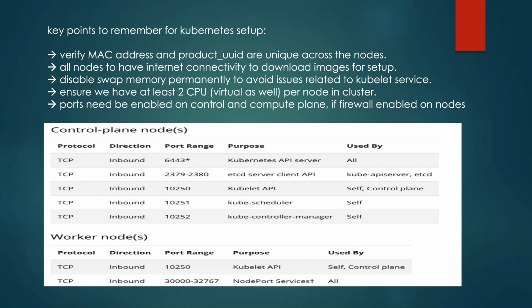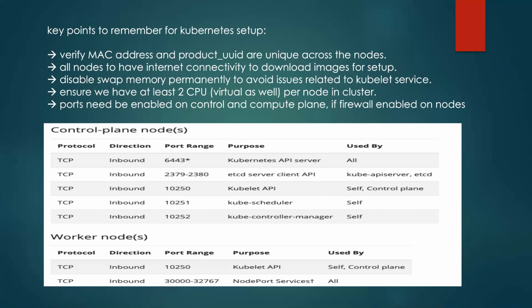That is also one of the major things that we have to do. If you don't disable the swap memory, your Kubernetes setup will not happen, and the bootstrap itself will fail. And ensure that we have at least two vCPUs from version 1.16. If you don't have a minimum of two vCPUs, you cannot set up a Kubernetes cluster. Those are the points to remember when you're doing the setup.